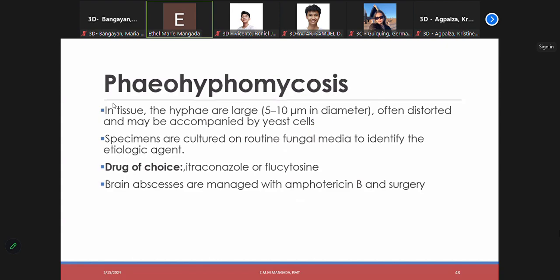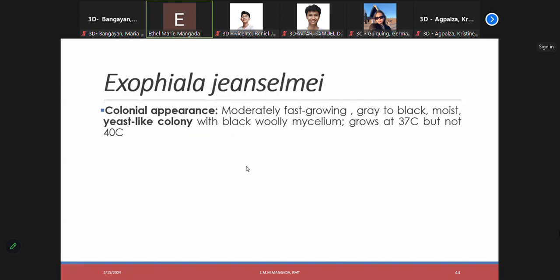Okay. So in tissues, the hyphae are usually large and sometimes distorted. The drug of choice for your phaeohyphomycosis is itraconazole or flucytosine, but in patients with infection caused by your Cladophialophora bantiana, we have your amphotericin B, okay, for brain abscesses. So first, microorganism causing your phaeohyphomycosis, we have your Exophiala jeanselmei. Okay? So, katulad din nung kanina sa chromoblastomycosis, nakita nyo, halos pare-pareho po sila gray to black, olive to black, cottony, woolly, kasi they are dematiaceous.